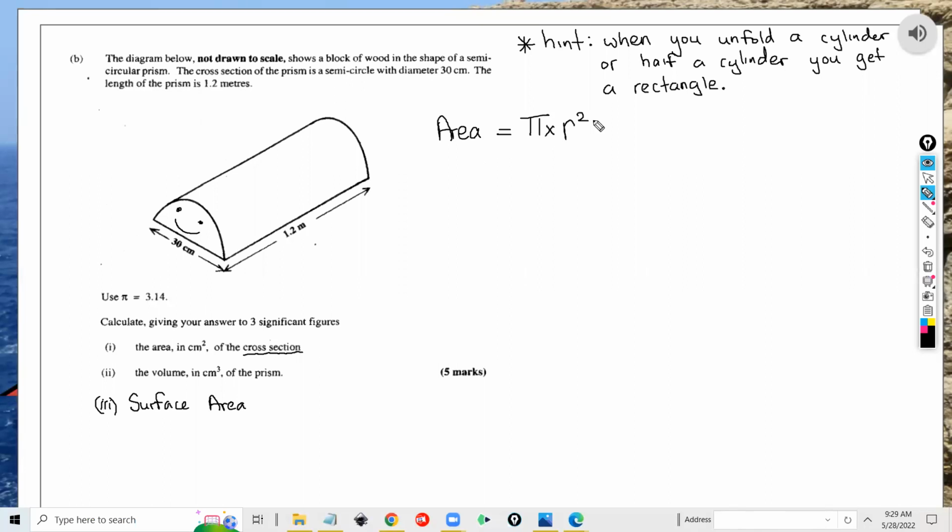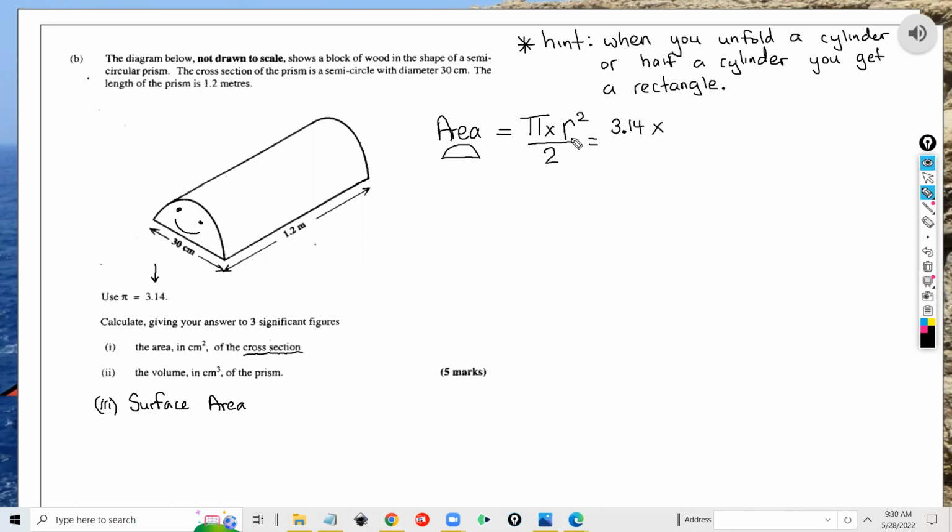But that's for a full circle. This face is not a full circle, it's half a circle. So to find the area of this shape, we have to divide by 2, because that's how you find half of anything. Now, the examiner has told us to use pi as 3.14. In other words, he does not want you to type in 22/7, and he does not want you to use the pi button on the calculator. So we're going to take 3.14, which is pi.